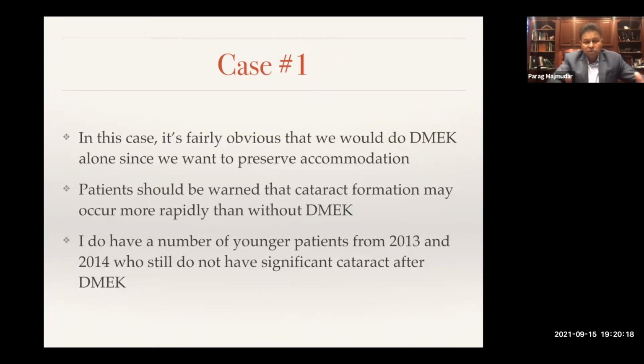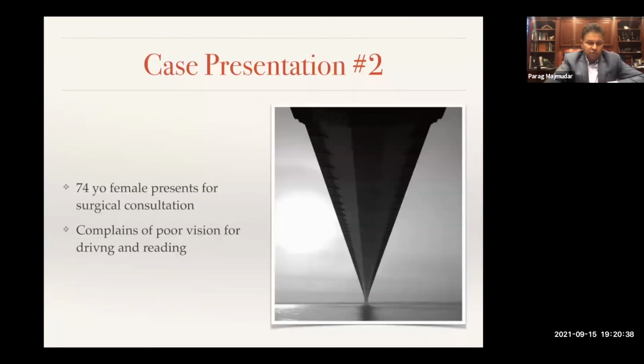I don't have any issues. Do I have a cataract? And some of them started to develop a little bit of changes, but nothing where it blew up within a year and they needed surgery. So think about that and give patients the balanced view. But in this case, I think the fairly obvious conclusion is that we want to preserve accommodation. And so I don't think you would want to recommend doing a clear lens procedure at the time of DMEK.